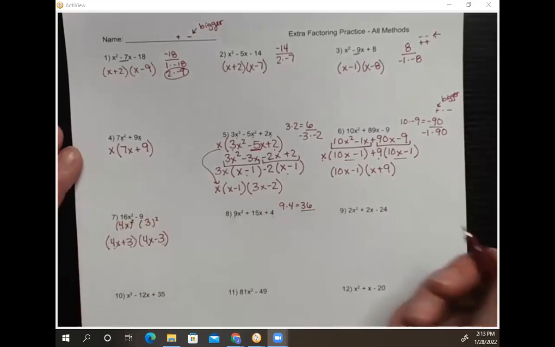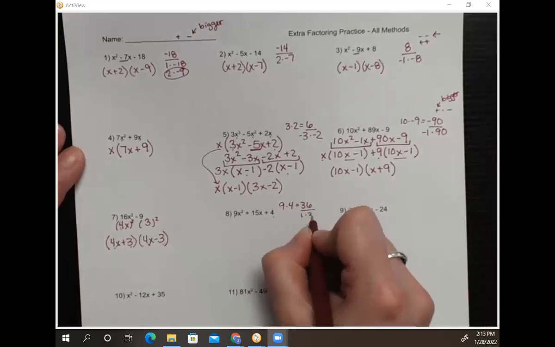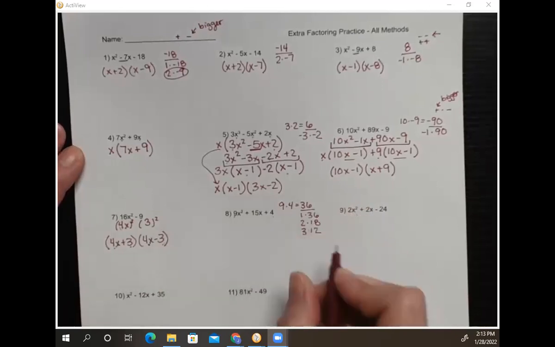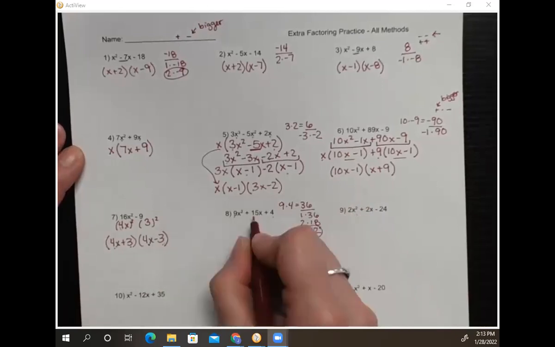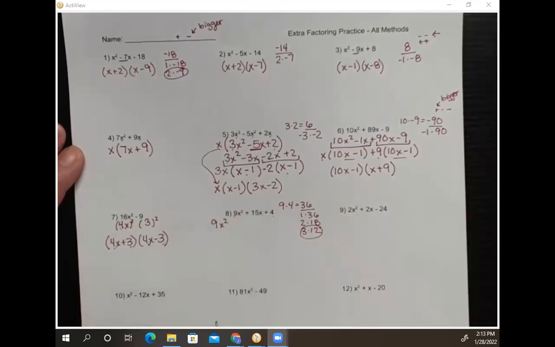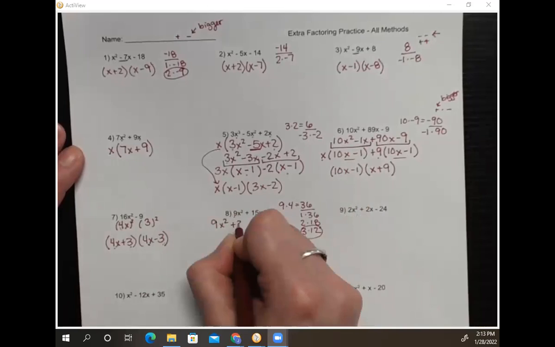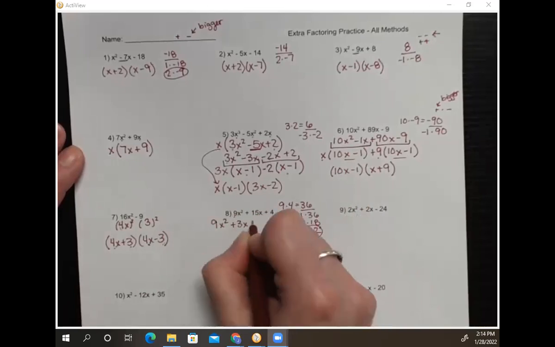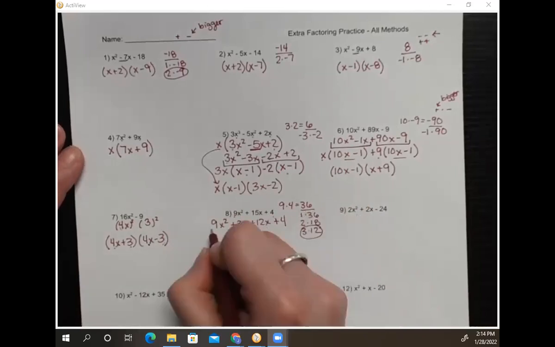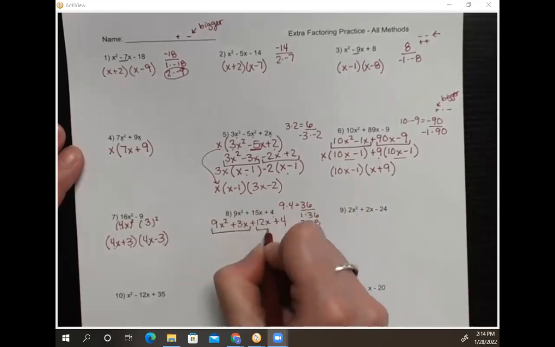Okay, make a list if you need to. So 1 times 36, 2 times 18, 3 times 12. Oh, that's it. That's what I want. That will add to 15. So remember, we keep our first term and our last term the same. It's only the middle that we change, plus 3x and plus 12x and plus 4 at the end. Now we're going to split this up into our groups.